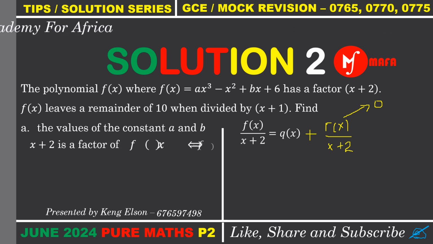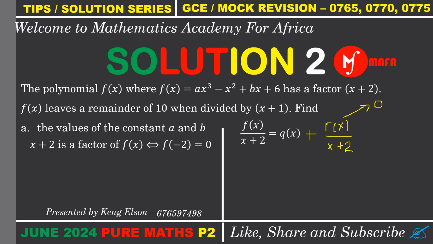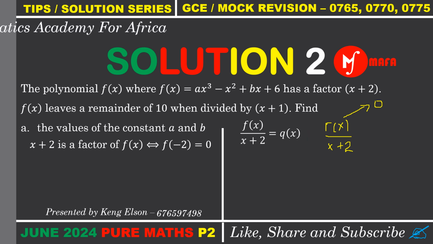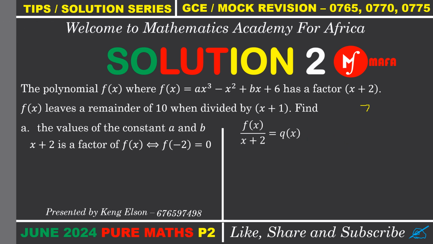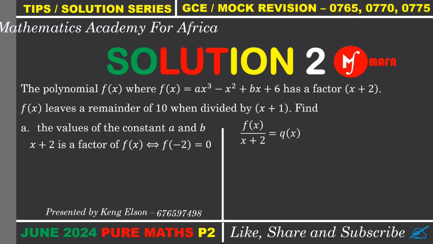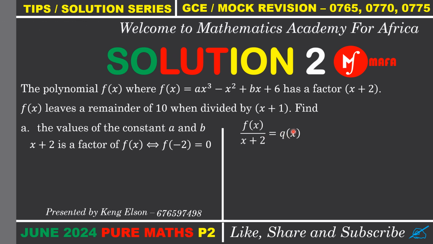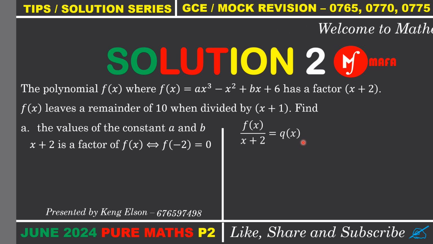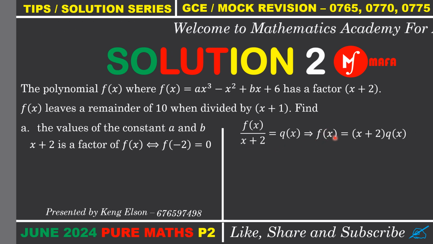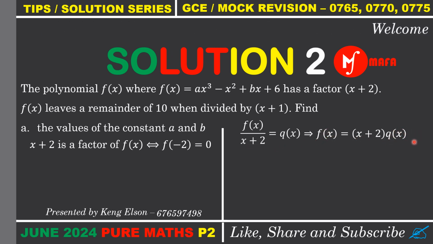So from there, you realize that if x plus 2 is a factor of f of x, then f of negative 2 is equal to 0. Now let us try to prove why f of negative 2 is actually equal to 0. I know you guys know this, but let me show you how it came about. So we have that f of x divided by x plus 2 is equal to q of x. We don't care to know what q of x is. It is the quotient after you do your long division. So I'm just going to multiply both sides by x plus 2, and we have f of x equal to x plus 2 times q of x.